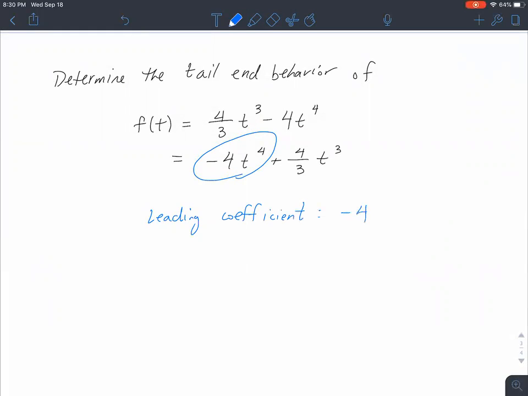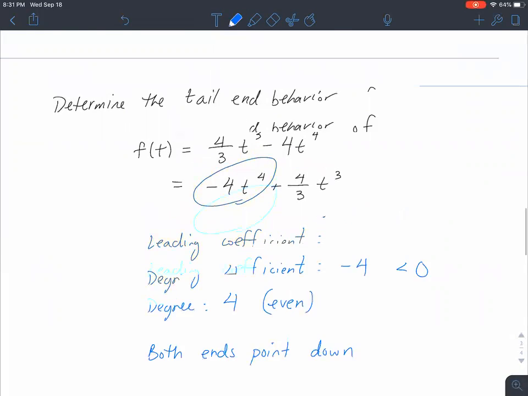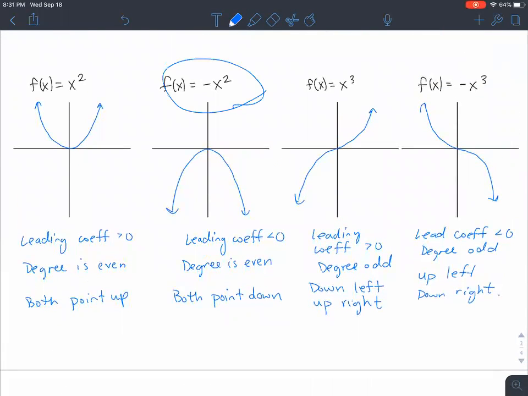My leading coefficient is negative 4, so it's less than 0. And the degree of my polynomial is 4, so it's even. Because my degree is even and my leading coefficient is negative, both ends point down. That's very similar to f of x equals negative x squared: degree is even, leading coefficient negative, both ends point down.